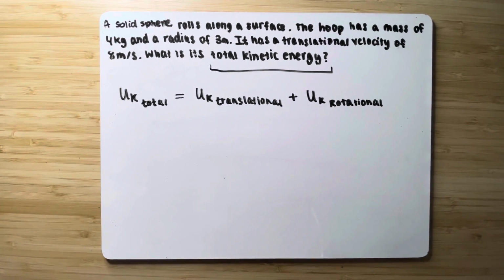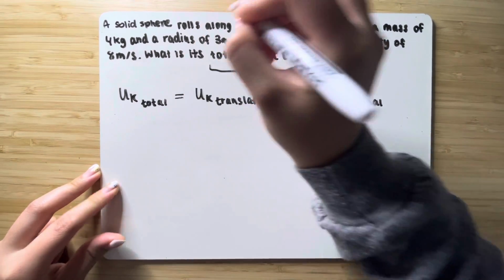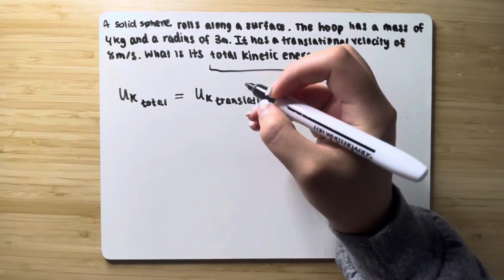A solid sphere rolls along a surface. The hoop has a mass of 4 kg and a radius of 3 meters. It has a translational velocity of 8 meters per second. What is its total kinetic energy? Same thing, now you're working with solid spheres.